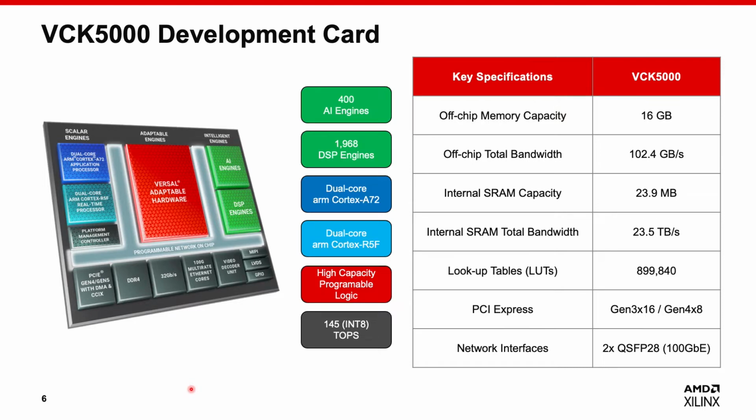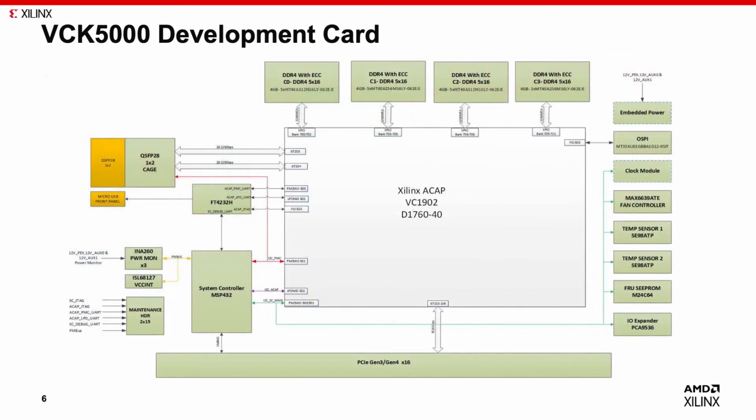VCK5000 also includes 2 QSFP high-speed network interfaces. You can implement card-to-card high-speed communication with them. This is the hardware block diagram of the VCK5000 card. All the necessary devices, including firmware storage components and card status monitor modules, are included. Just plug the card into the PCI Express slot of your machine and you can start your application development.